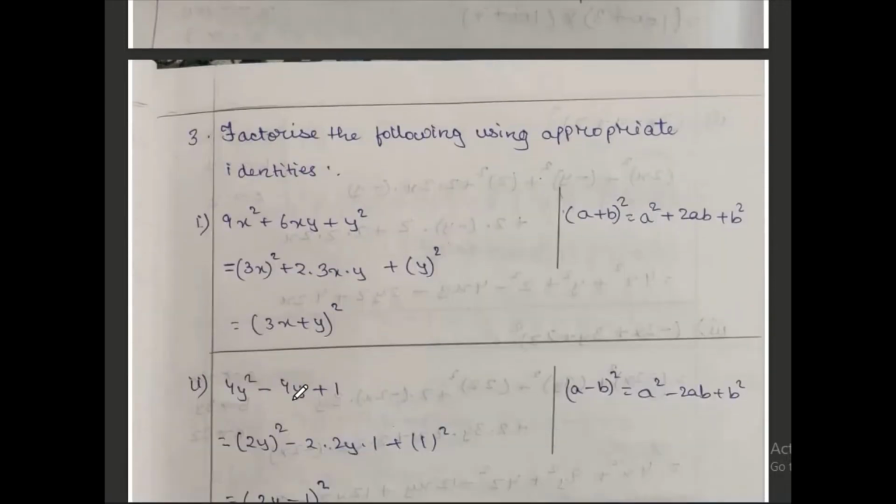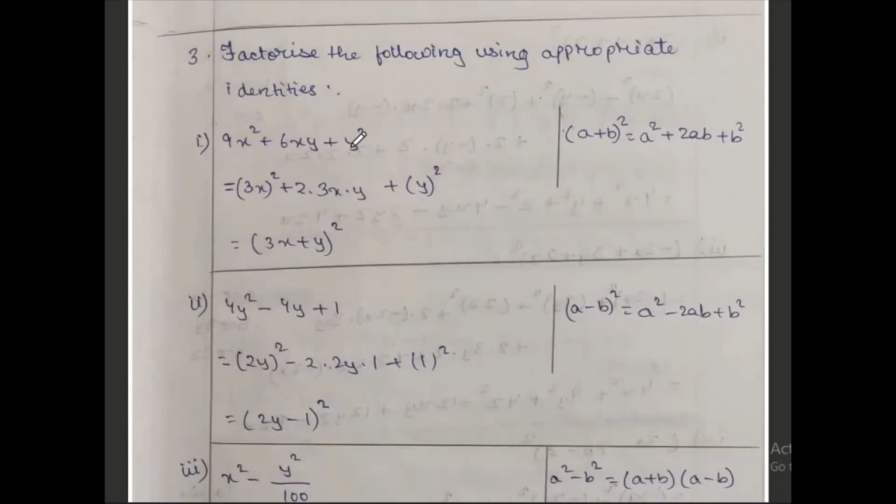Now let us start question number 3. Factorize the following using appropriate identities. Identities means formula. Question number 1. 9x square plus 6xy plus y square. First one is a square number, last one also a square number, middle is mixed. The formula a plus b whole square equals a square plus 2ab plus b square.